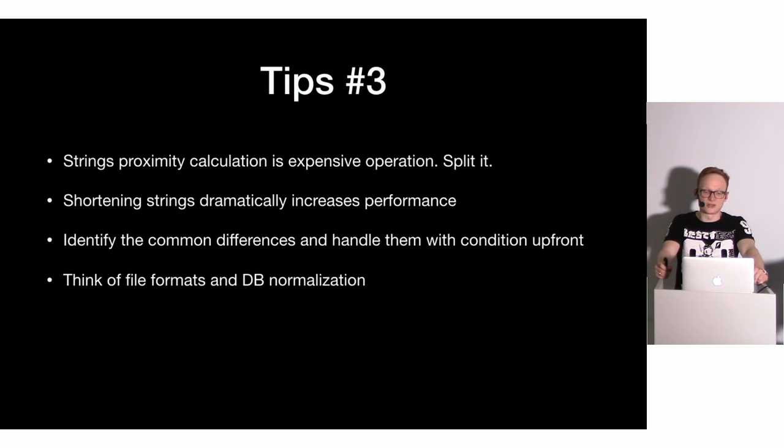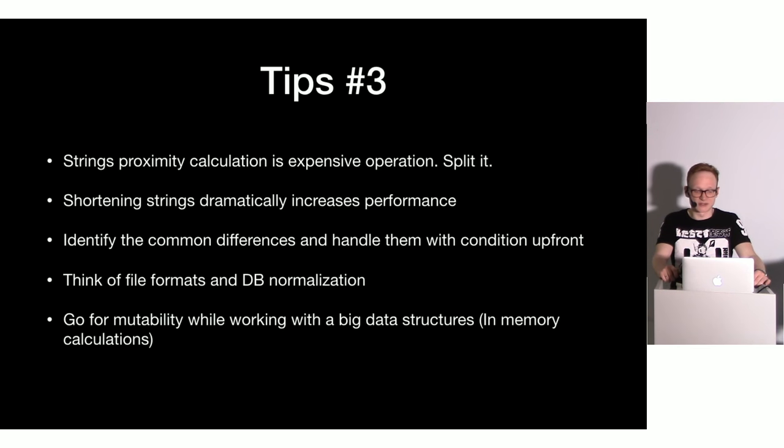Think of file formats and database normalization. One of the common mistakes when people write files into the file system in JSON, like I did in the examples, is a really bad idea because JSON is much heavier. If you want to store some data on the disk and keep it as effective as possible, it's better to use some kind of CSV or stuff like this, because it takes much smaller space on your hard drive. And of course, normalize databases.